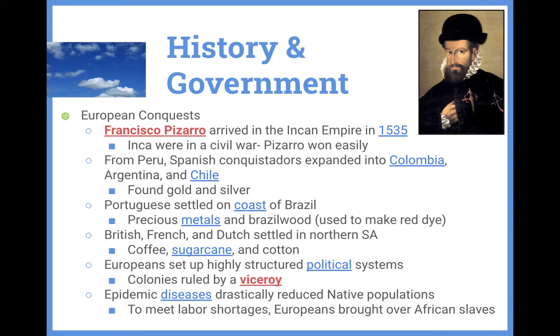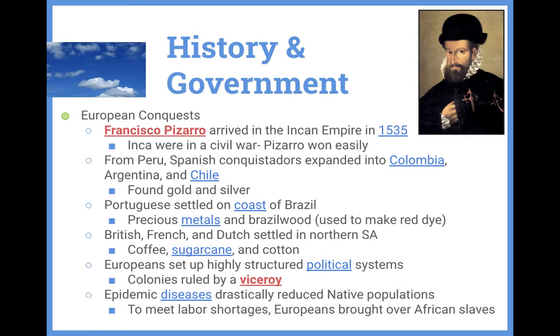And then to reward him for all of his stuff, they just continue to find more gold and silver along the way. And so that's why they're going to expand. The Spanish conquerors are going to expand, like I said, into Colombia, into Argentina and Chile, where they're going to find more and more. And then the Portuguese are going to settle on the other side. They're going to settle on the eastern side on the coast of Brazil. And so there's precious metals and Brazil wood. Brazil wood is used to make red dye.